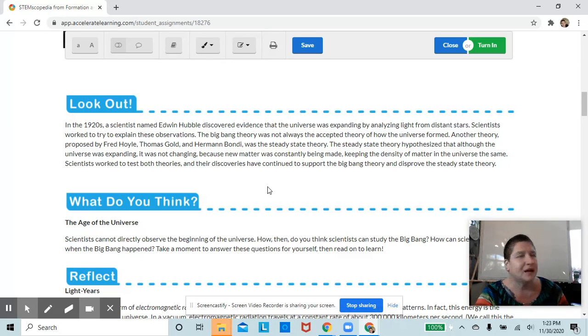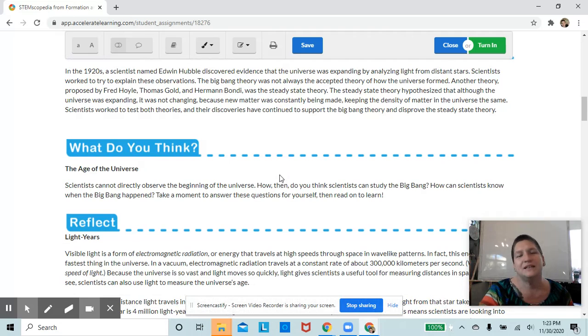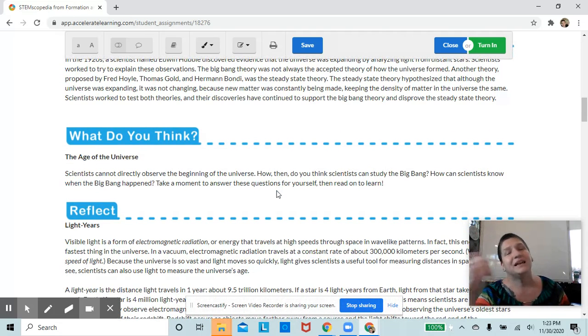The Big Bang Theory was not always the accepted theory of how the universe was formed. Another theory, proposed by Fred Hoyle, Thomas Gold, and Hermann Bondi, was the steady state theory, which basically hypothesizes that everything that ever was is. There was no beginning, there was no end, alpha and omega kind of thing. It hypothesized that although the universe was expanding, it was not changing because new matter was constantly being made, keeping the density of matter in the universe the same. Scientists worked to test both theories, and their discoveries have continued to support the Big Bang Theory and disprove the steady state theory, which basically is like more stuff making, and that's not right.